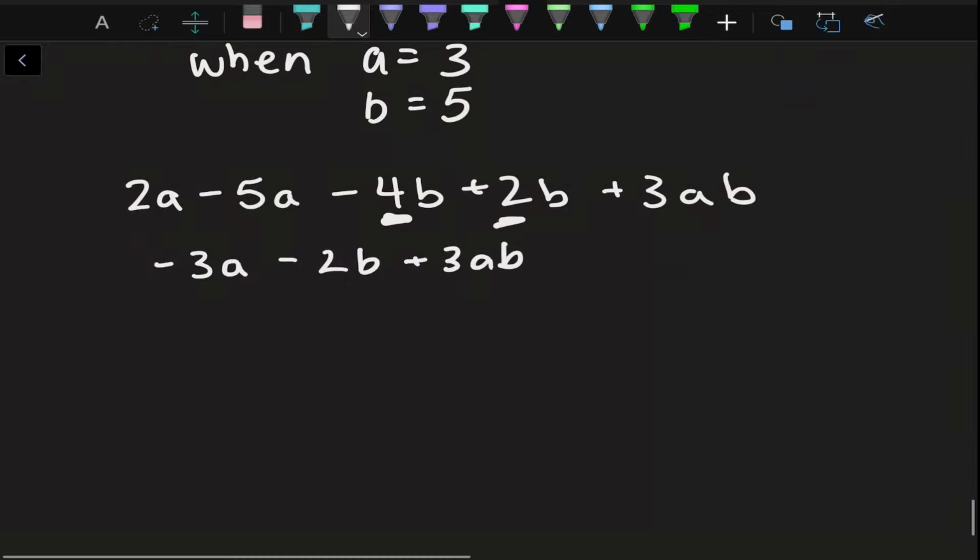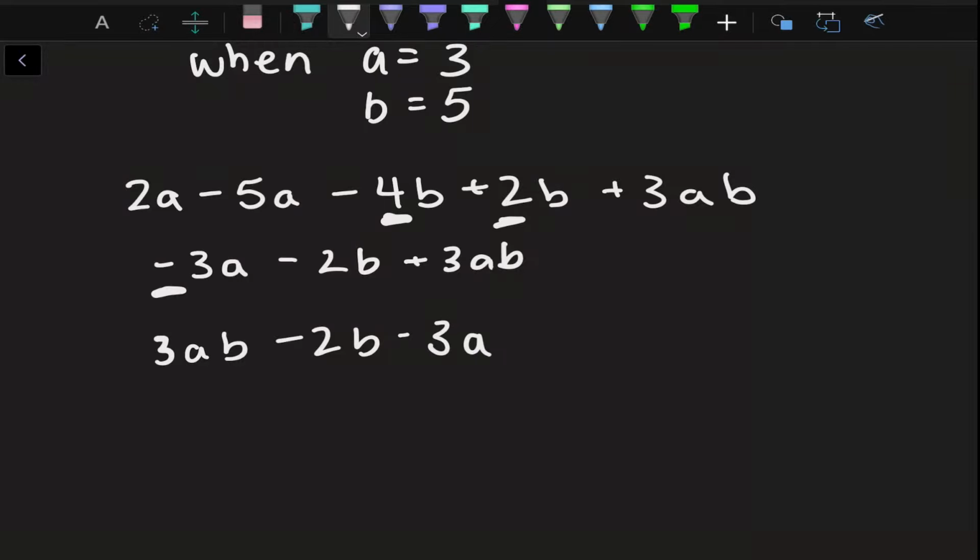And now I don't like having this negative up front, so I can rearrange again and I can make it go 3AB minus 2B minus 3A. Okay, so now I'm ready to go. This is when I'm going to sub in the values. So I have 3 times A, which is 3, times B, which is 5, minus 2 times B, which is 5, minus 3 times A, which is 3.